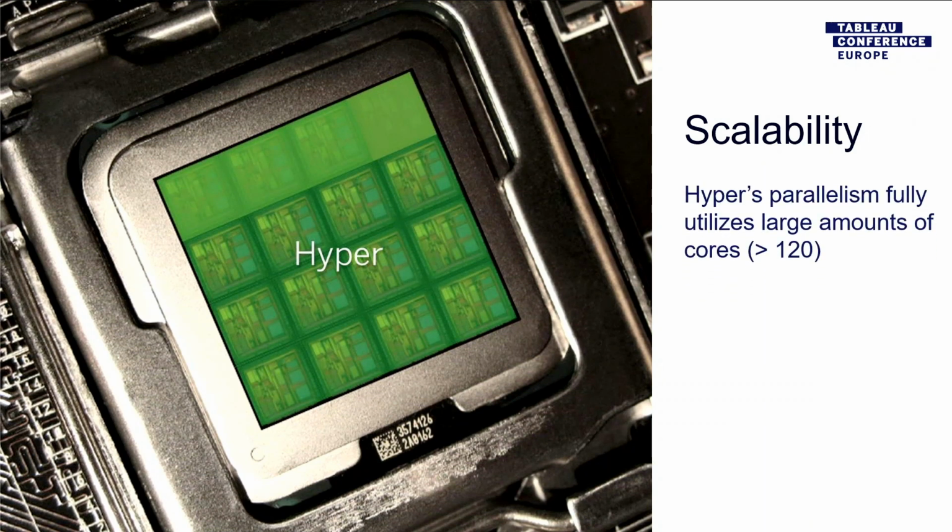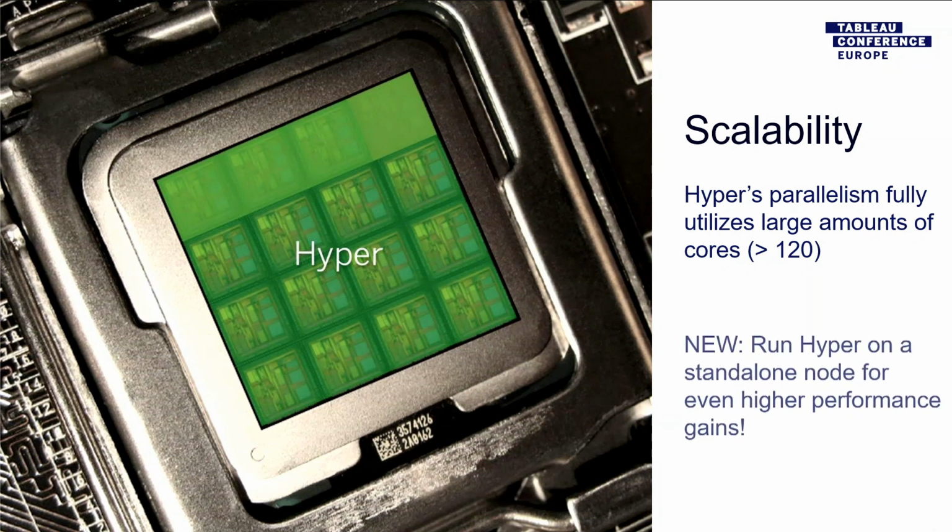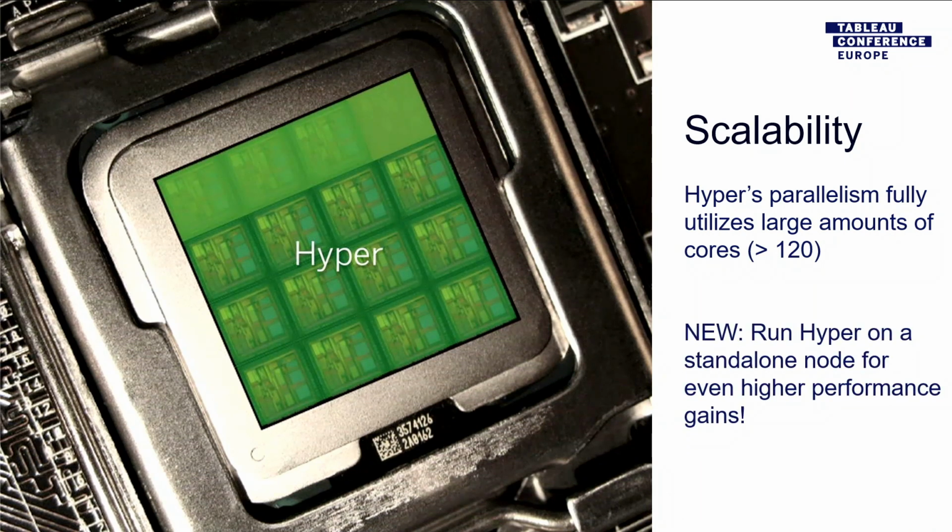That means that Hyper can actually just utilize large amounts of cores that might sit within your infrastructure. Now, of course, Hyper is nice and hungry, and it really wants to perform. So just recently, we can now run Hyper on standalone nodes within your server environment, so you specify a particular amount of hardware for Hyper, making sure that Extract and Hyper don't fight for resources with all the other services on server.